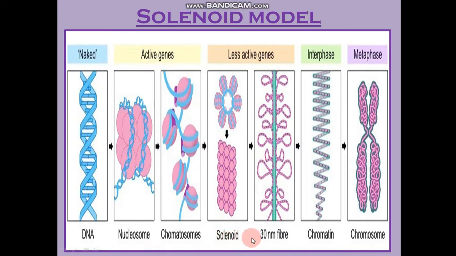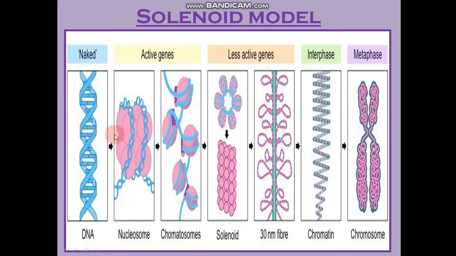Further, this solenoid is also not the final coiling. The solenoid is again coiled into 30 nanometer fibers, and these fibers appear like this. Then again these 30 nm fibers are coiling to form chromatin, and chromatin is again condensing in the metaphase stage to form a perfect chromosome which we study. So a chromosome with a constriction, the primary constriction, which we call the centromere. So this is the level of complexity.